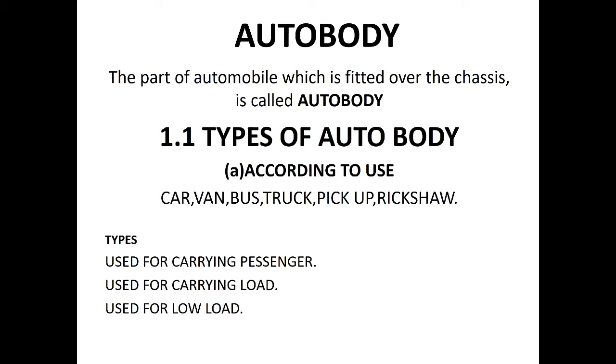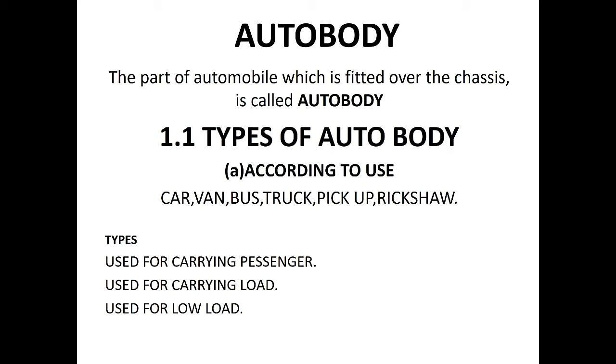Inshallah Ta'ala, I am starting a new series of lectures on autobody for you. Autobody is taught in the third year syllabus of auto and diesel classes. The part of an automobile which is fitted over the chassis is called autobody. The types of autobody according to use are car, van, bus, truck, pickup, rickshaw.